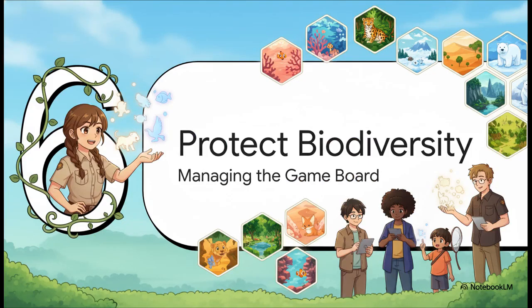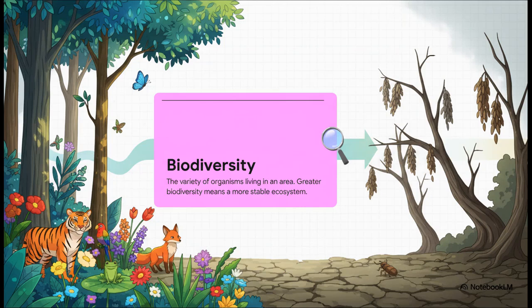And finally, level 6, protecting Earth's biodiversity. Let's look at managing the game board. Let's nail down the exact exam definition for this crucial term. Biodiversity is the variety of organisms living in a specific area. And here is exactly why it matters. The greater the biodiversity, the more stable an ecosystem is.